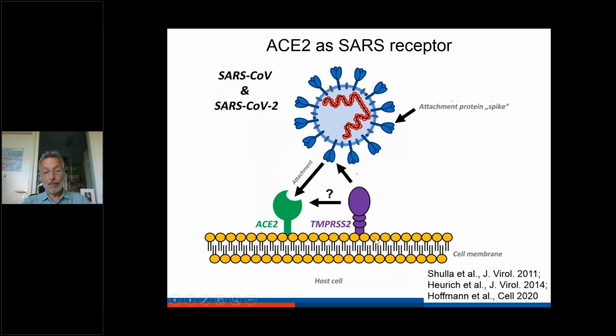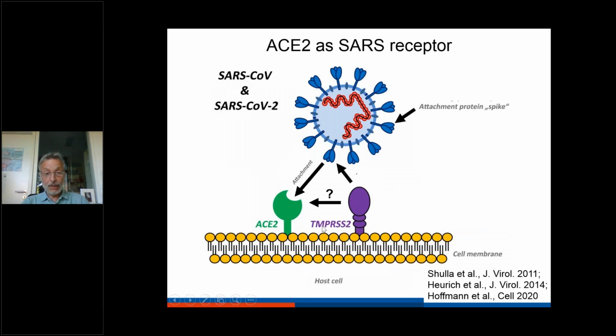And there were some interesting data, especially in the SARS-CoV-1 times, of these two first papers here, which showed that this TMPRSS2 does not only cut the spike protein, but also cuts ACE2. And this was counterintuitive, because if you cut off ACE2, liberated from the cell membrane, that's what TMPRSS2 is doing, then you would expect that the whole complex would be released from the cell and you would not infect it anymore. But the opposite is the case.